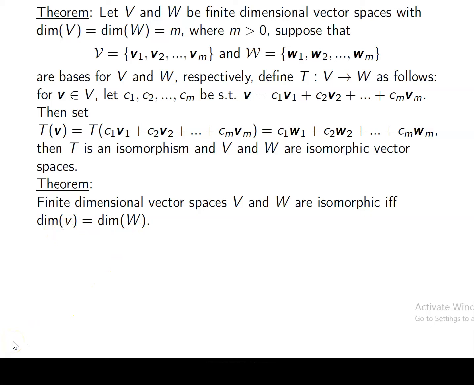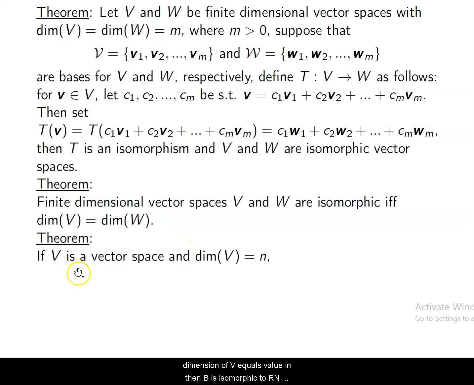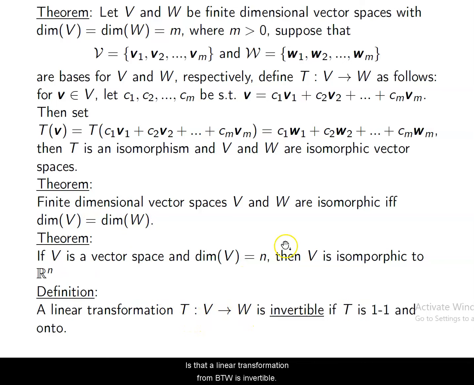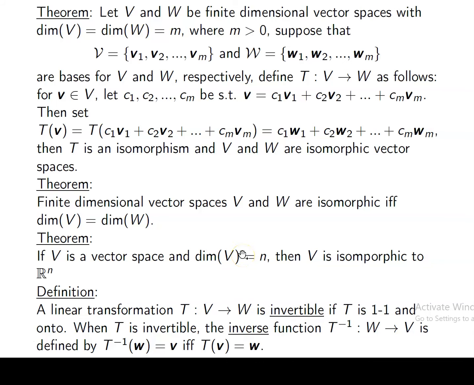their dimensions. Okay, so for our next theorem, if V is a vector space and the dimension of V equals the value of n, then V is isomorphic to Rn. And again, that's just coming from the last theorem, where the dimensions of two spaces need to be the same. Okay. Last definition is that a linear transformation from V to W is invertible if T is one-to-one and onto, right? So again, that's coming from that big theorem.